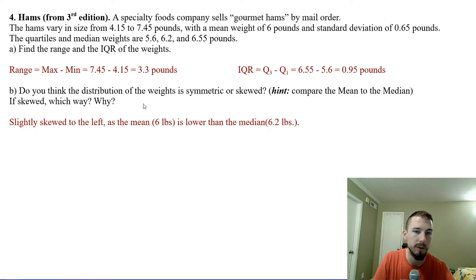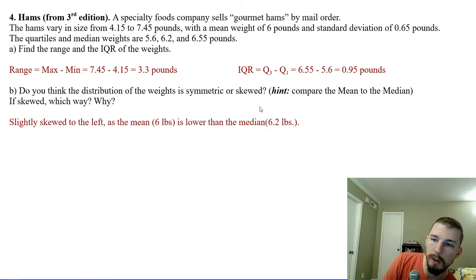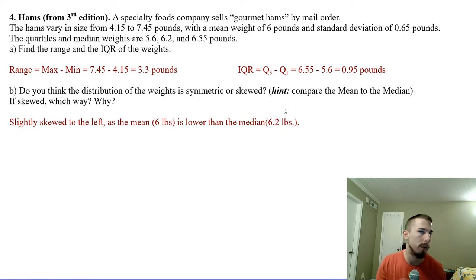Do you think the distribution of weights is symmetric or skewed? When we compare the mean to the median, that will tell you whether or not it's skewed, because the mean is always going to be drawn towards the tail or towards the outliers, whatever direction it's skewed in. If we have a mean of 6 and a median, the middle one here, of 6.2, that tells us that the distribution is slightly skewed to the left towards the lower values. Since it is skewed, it's probably not appropriate to use a bell curve to model this.